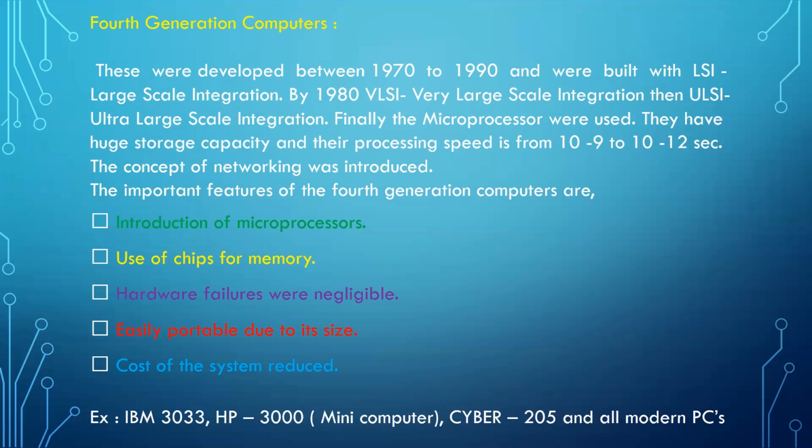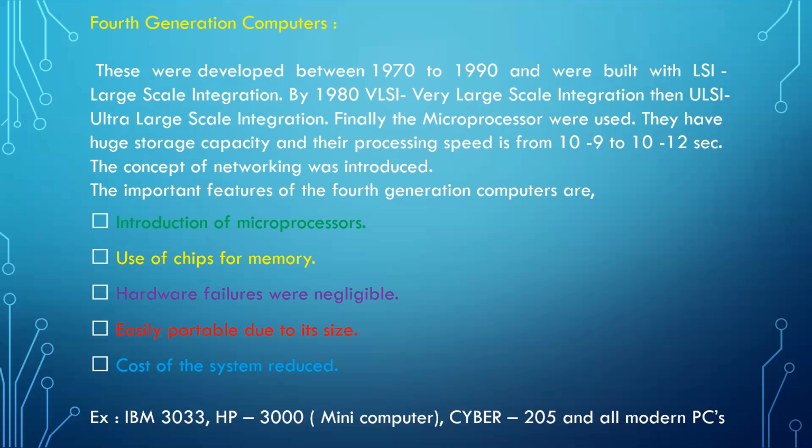So after the development of IC in the 3rd generation, that was improved to develop the 4th generation computer. Initially we started with large scale integration, then very large scale integration by 1980, then ultra large scale integration. Finally, we have settled on the microprocessor. This is the latest component in the field of electronics that we have used in the development of computers. Such computers we call 4th generation computers.